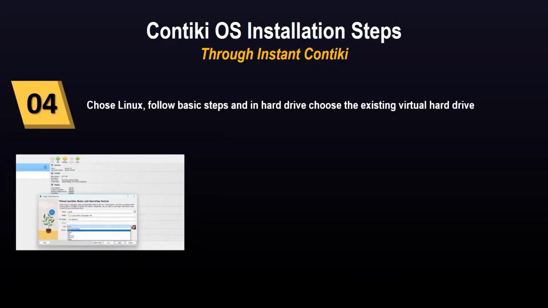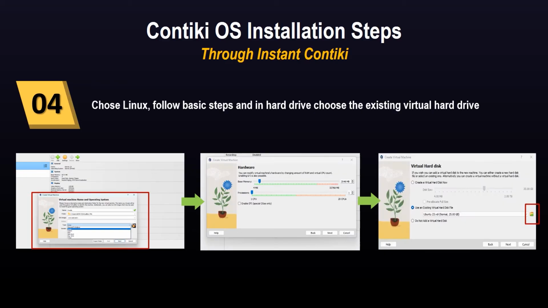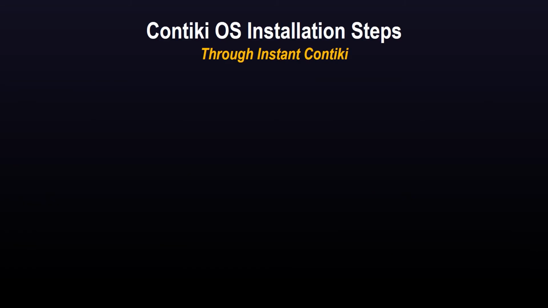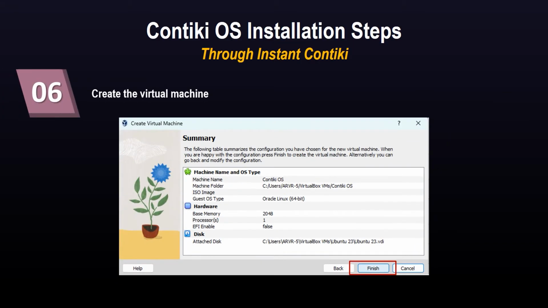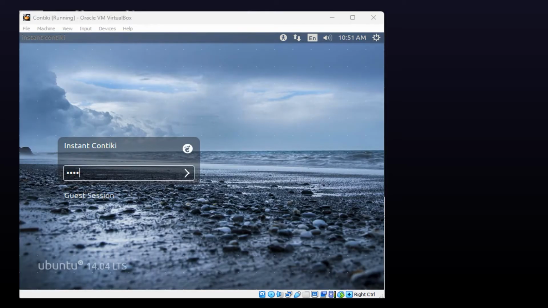And then you choose Linux, follow some basic steps, and in hard drive, choose the existing virtual hard drive. Inside the Instant Contiki, select the VMDK file that does not have the -S00 star trailing, and then create the virtual machine. After creating the virtual machine, you can use the password as user to continue using Contiki operating system. Now we will look at the practical demonstration of Contiki operating system.